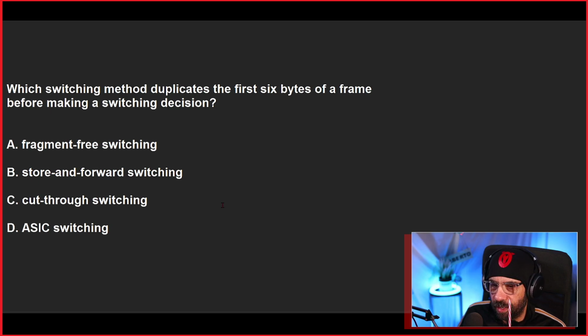So eliminate the obvious wrong one. I would recommend to eliminate D. It obviously has nothing to do with this. And we stick to fragment-free, store and forward, and cut-through, which are 3 possible switching mechanisms. And you have to remember which one uses the first 6 bytes. Fragment-free, store and forward, or cut-through. And the answer is cut-through switching.